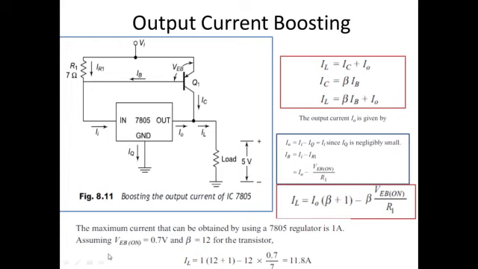For example, let me assume that your VEB is 0.7 volts and your beta is 12. In that case, substituting into your IL equation, you can get about 11.8 amperes to the load, and you can also see that your 7805 IC is going to deliver only 1 ampere. Is that clear? So this circuit helps you boost the output current that is delivered to the load with the help of a 7805 regulator IC.